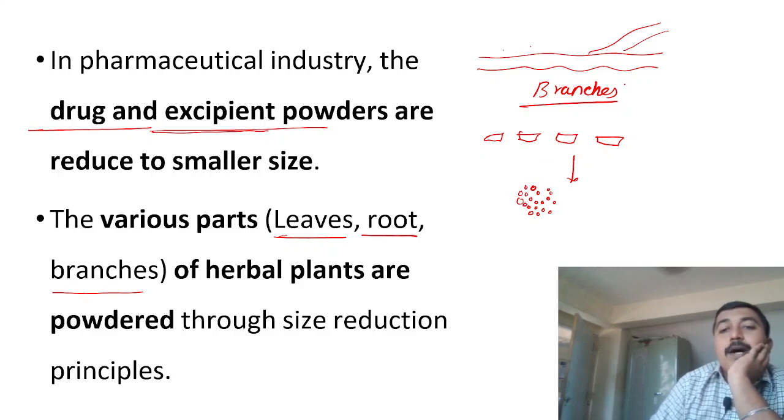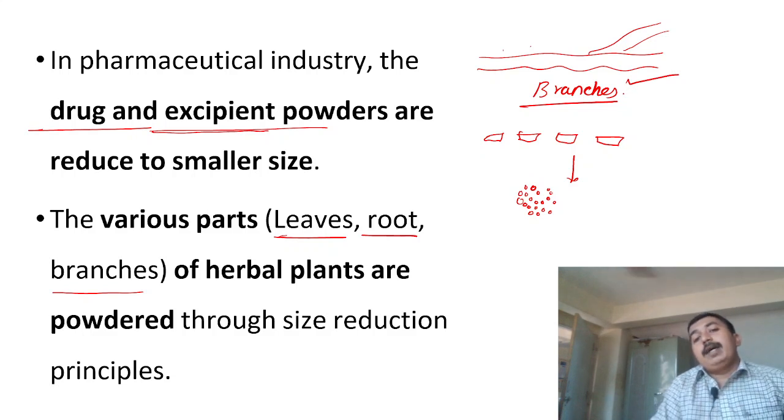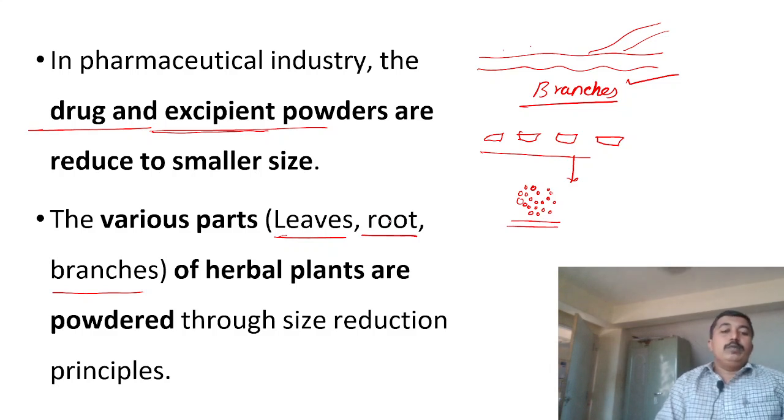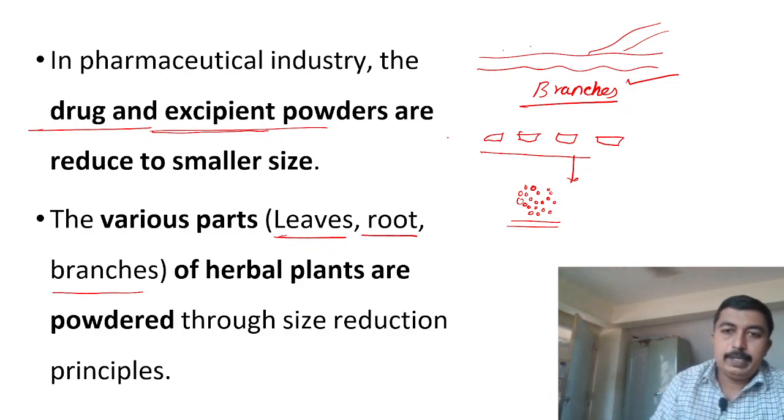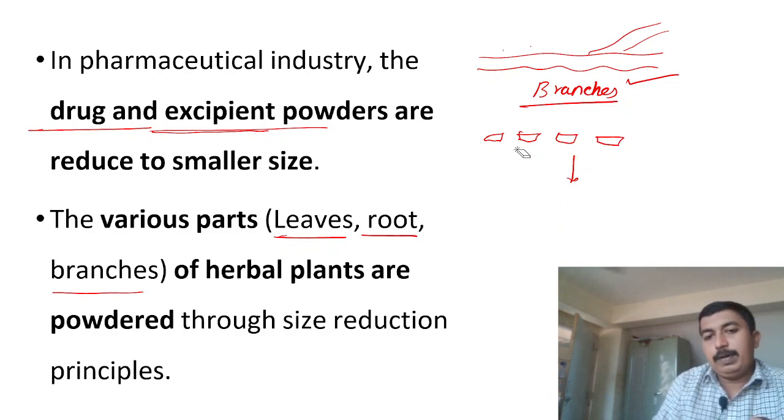So the different parts of the medicinal plant which are collected from natural source, these different parts are first of all reduced to fine size with the help of size reduction process. So size reduction is utilized in herbal formulation also. Allopathic formulation as well as herbal formulation requires a size reduction process. That's why it is a very important topic that we have to discuss in pharmaceutical engineering.